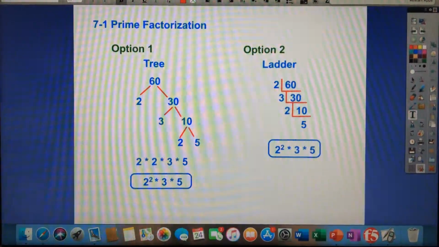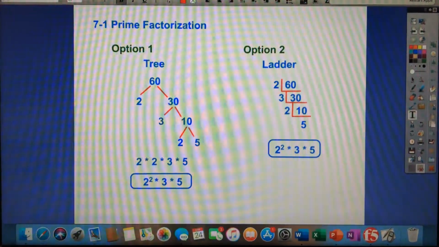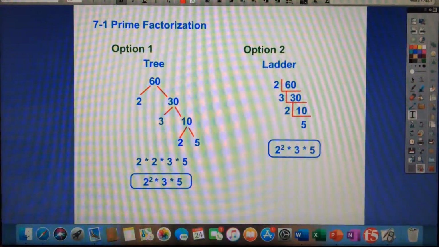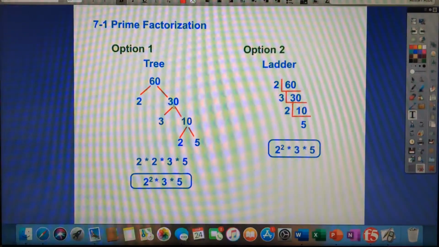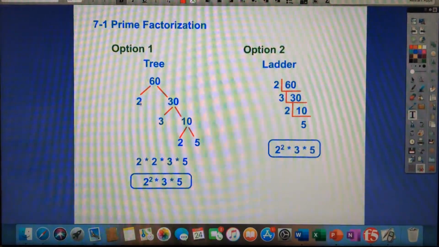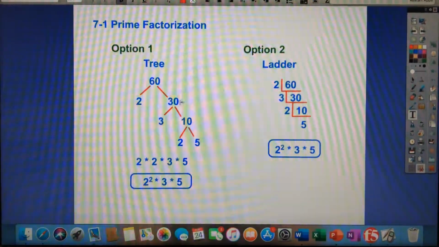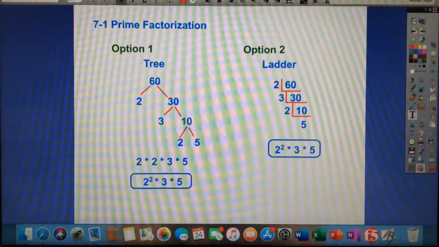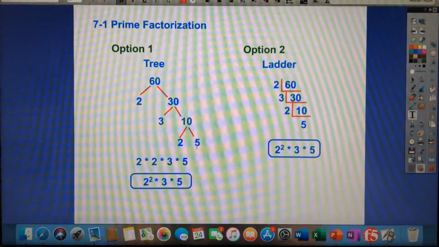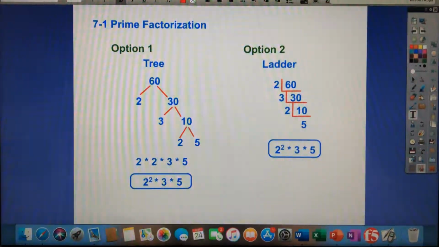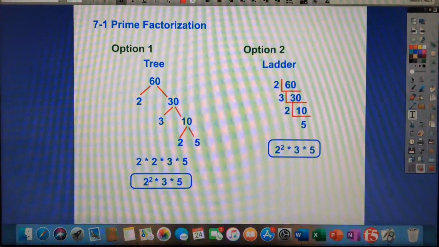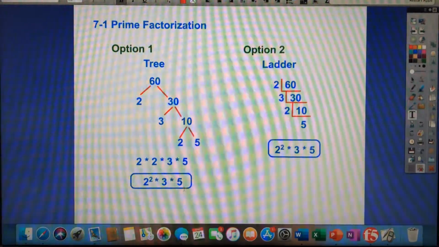Prime factorization. Option 1, you can do a tree diagram. This is something you've been doing since probably 4th grade, so it's just a review. I have the number 60. I need to factor it. Pick any two numbers that multiplied together equals 60. If one is prime, you're looking for the one that's not prime, and you just keep making factors until all your numbers at the end of the tree are prime numbers. You list them all, and then you combine like terms. So I've got 2 times 2, 2 squared, times 3, times 5.